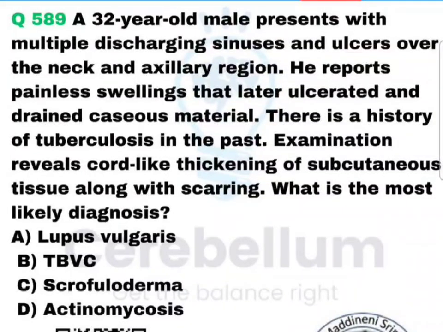The answer for this question is option C, scrofuloderma. Scrofuloderma is a cutaneous manifestation of tuberculosis. So in the question, history of tuberculosis is important, and this occurs due to the direct extension from the underlying lymph nodes, bones or joints.